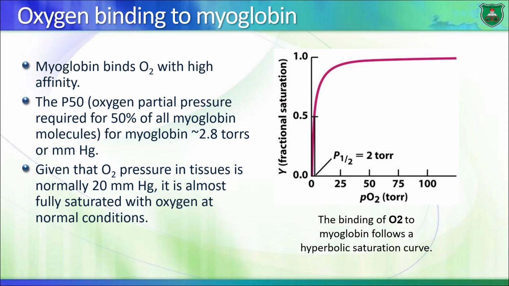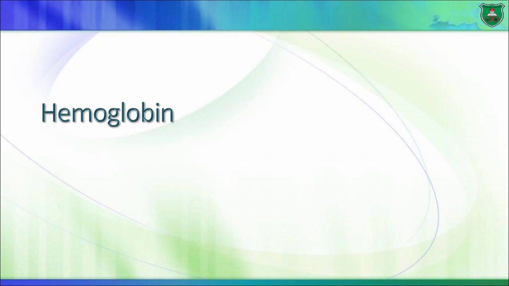Now, so let's talk about hemoglobin right now. Hemoglobin is different than myoglobin in function. That is, the main function of hemoglobin is to transport oxygen from lungs to peripheral tissues. Remember that.